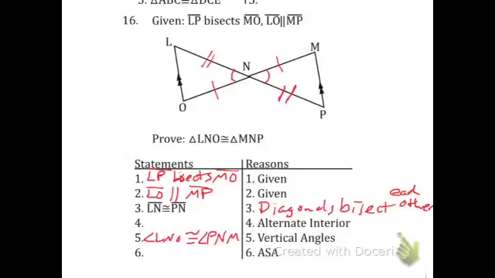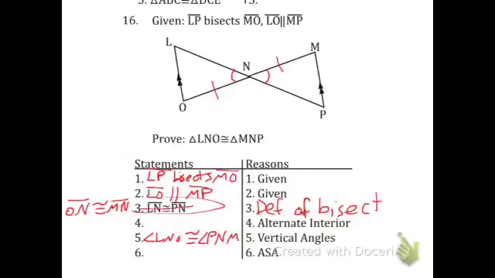Oh, I see what the problem is. Here's what the problem is: they actually wrote this wrong. Oops, hold on. Okay, here's what it is. There was a typo right there. These aren't supposed to be what it's talking about. It's these two. ON is congruent to MN, and that's because of that statement right there.